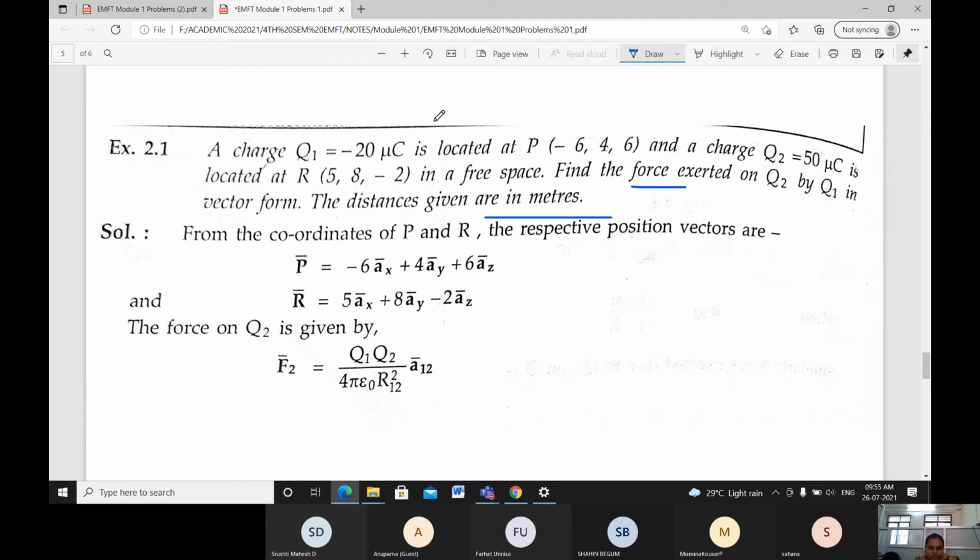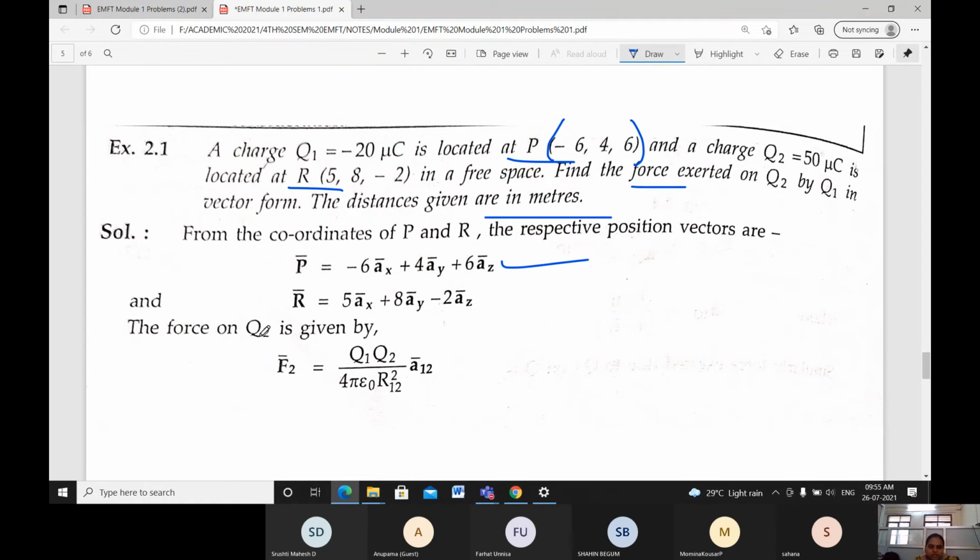From the coordinates of P and R, I can write the position vectors in brief form and also in expanded form. Therefore P is taken as minus 6 ax plus 4 ay plus 6 az. Then R is going to be 5 ax plus 8 ay minus 2 az.